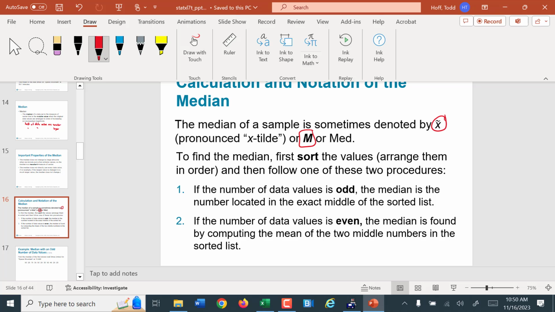And then you need to find the position of the median, and where you find that position depends on whether you have an odd number of values or an even number of values. If it's an odd number of values, in other words, little n equals an odd number, it's going to be one of the values in the list. If n equals an even number, then our median is going to be between two of the values in the data set.